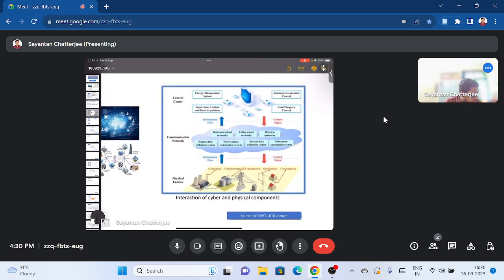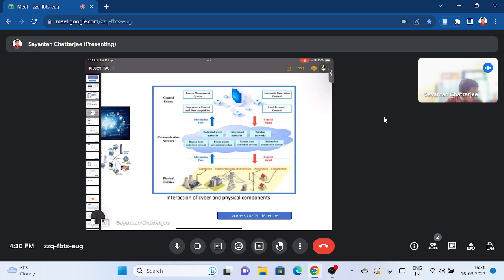Here we can observe the physical entities in the present state: generation, transformation, transmission, then distribution, then consumers. This is the information flow, and we have dedicated communication networks. This is the communication layer, where we have the various collection systems, dedicated networks, utility wired networks, wireless networks, automation systems, system data, substation automation system, etc. Based on this, information flows to the control center server utilizing these communication channels.